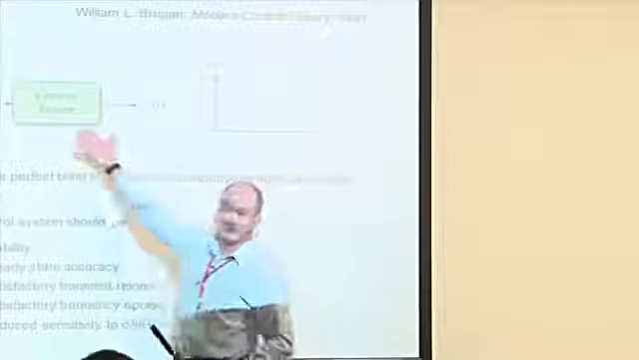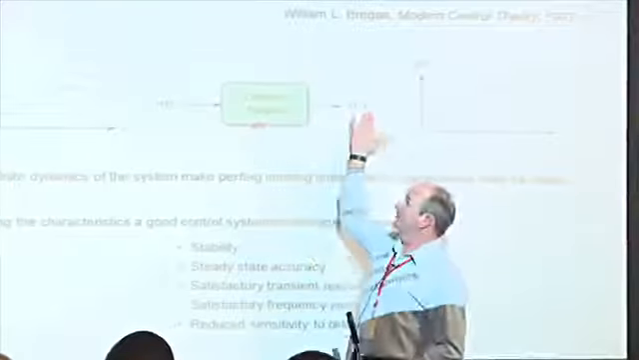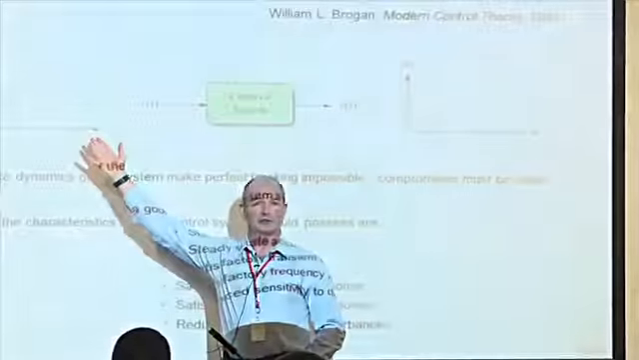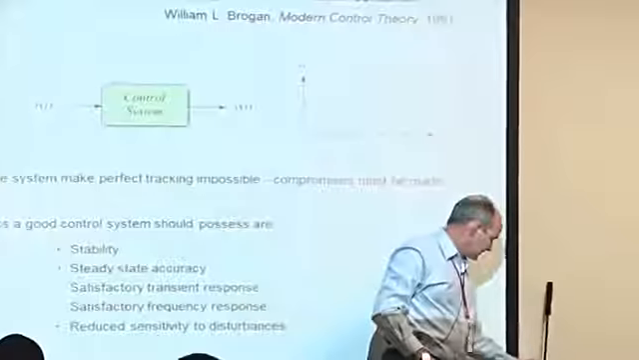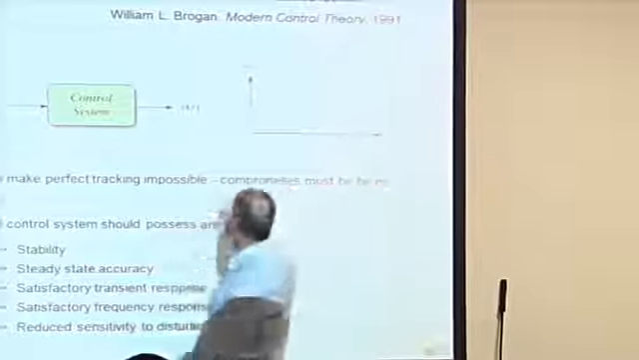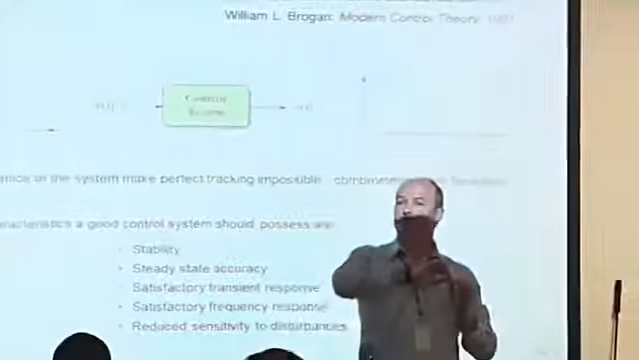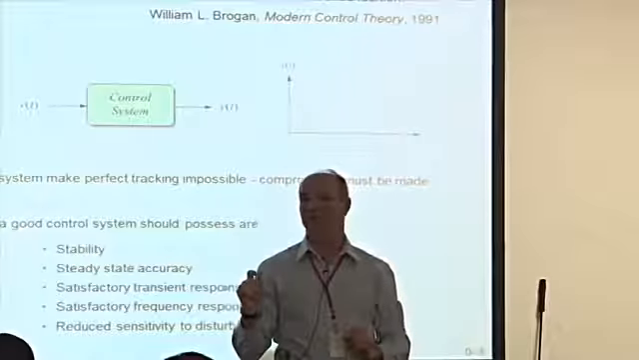Here's my control system, and I would like to design this such that its output follows perfectly any input that I like to apply to it. I'm calling that R of t. So perfectly that if I were to overlay these two graphs, the output and the input graph, on the same axes, they would be perfectly superimposed. I'd only see one line with no separation between them.